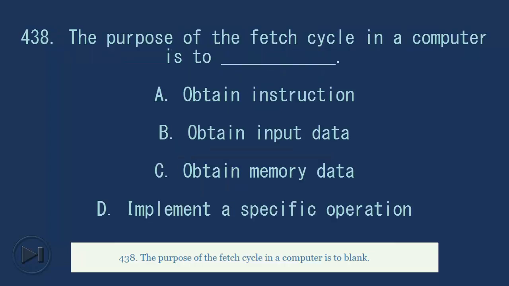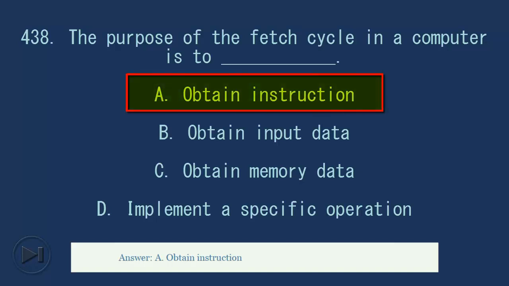438. The purpose of the fetch cycle in a computer is to blank. A. Obtain instruction. B. Obtain input data. C. Obtain memory data. D. Implement a specific operation. Answer, A. Obtain instruction.